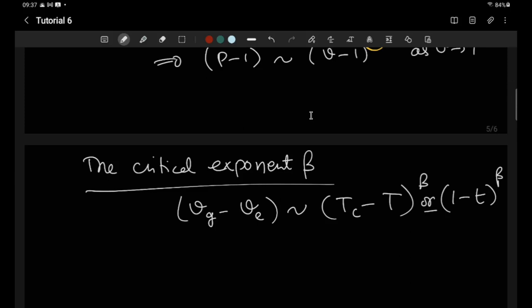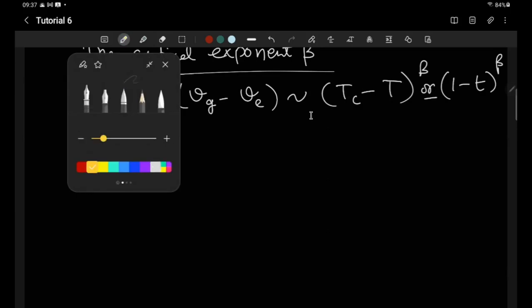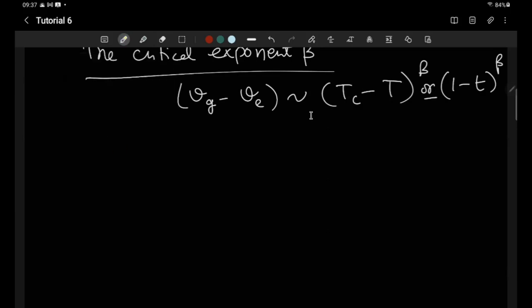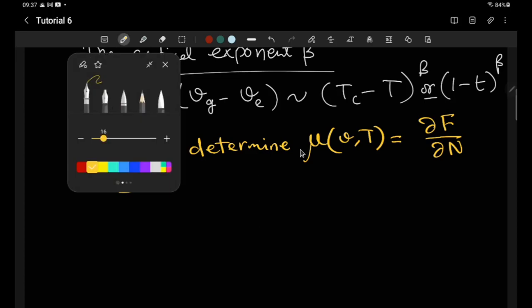Okay, so the first step is a long step. So that's why this problem set is needed. So multiple steps are needed. So step 1 is to determine the chemical potential as a function of V and T. But this is easy. We just do dF by dN. We know F, so we can take a derivative and express it in terms of reduced variables. I think there might be kBs missing, but this is the easy part. Just taking a derivative and putting these things.